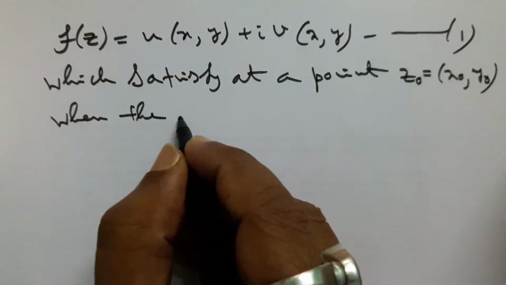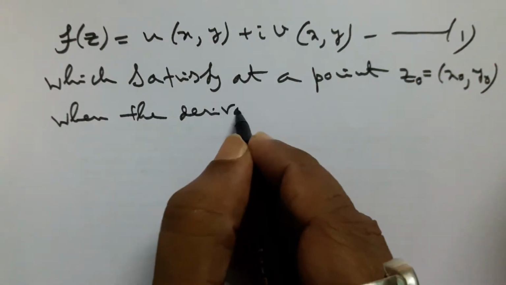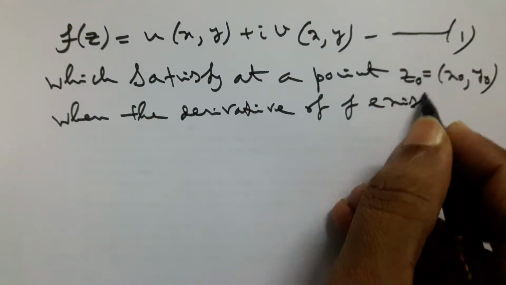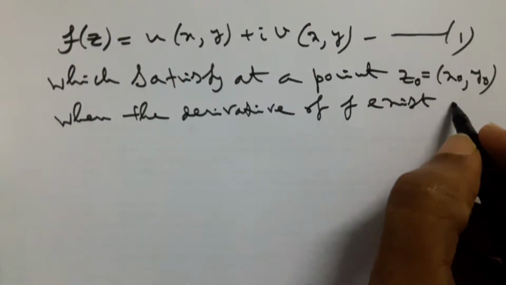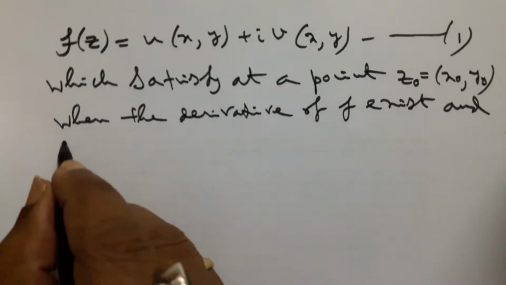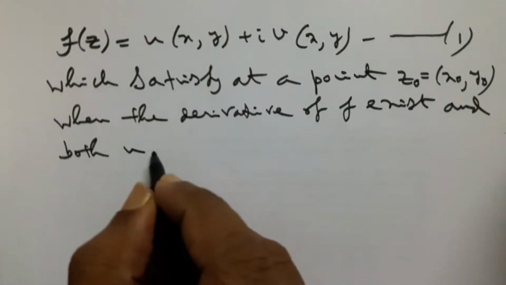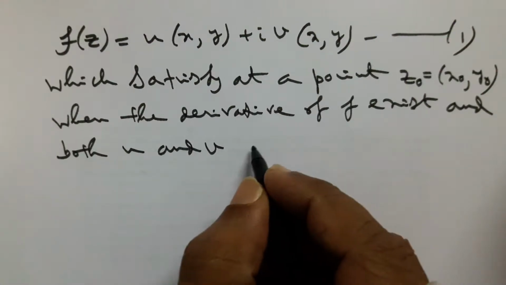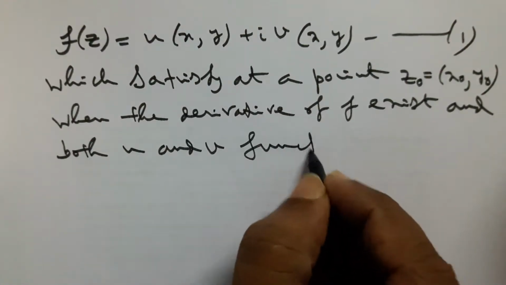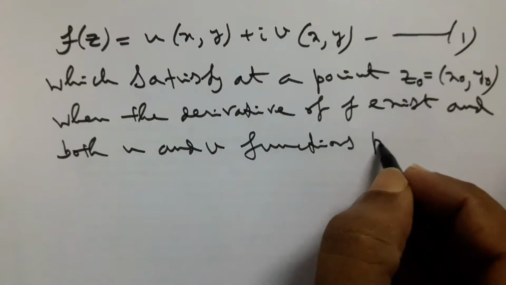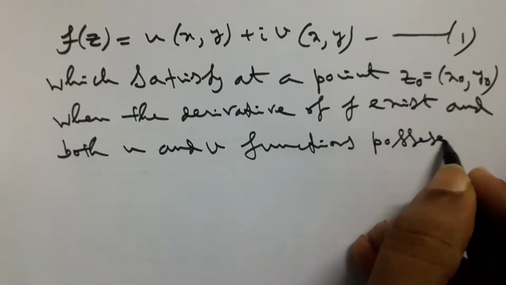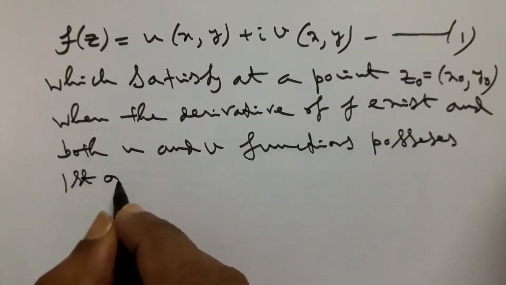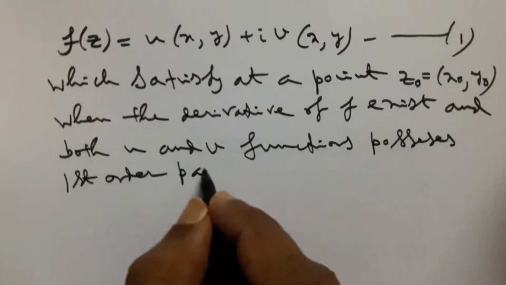When the derivative of f exists, both u and v functions possess first order partial derivatives.